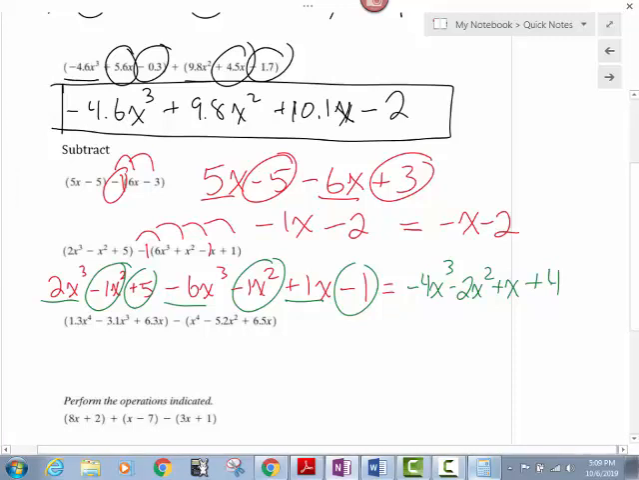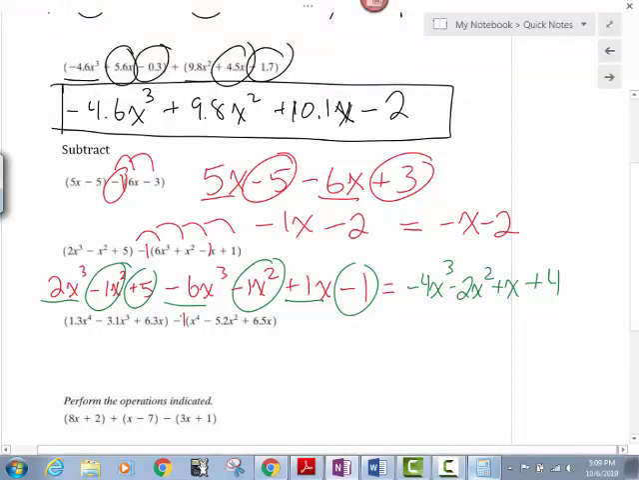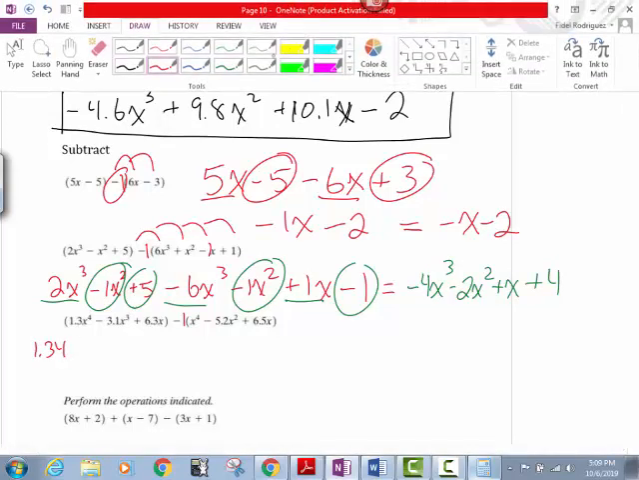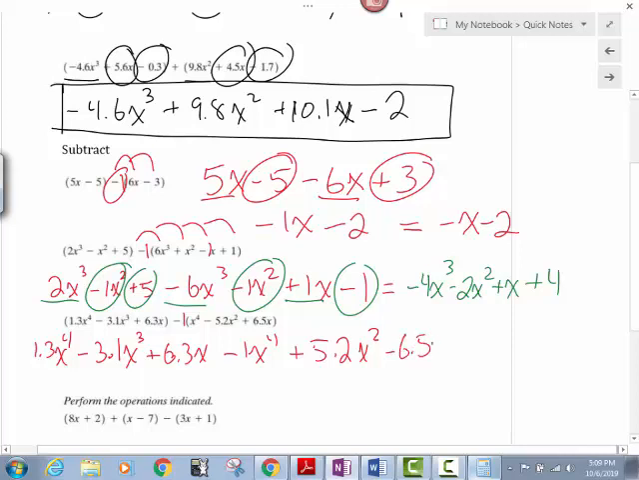Guys, I'll do the same thing here for the next one. I'm going to think of the number right here as a negative 1. So I have 1.3x to the fourth minus 3.1x to the third plus 6.3 with an x, okay, minus 1x to the fourth. Negative and negative is positive, 5.2x squared minus 6.5 with an x.